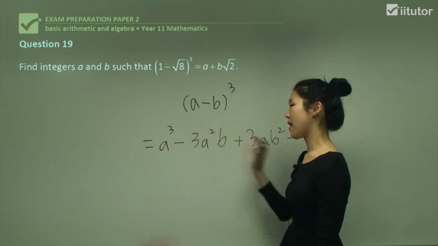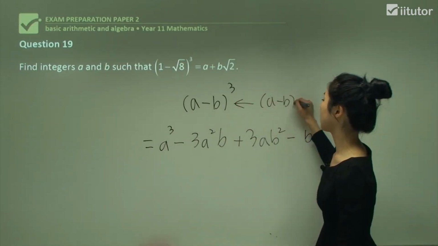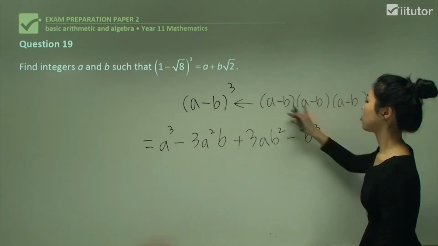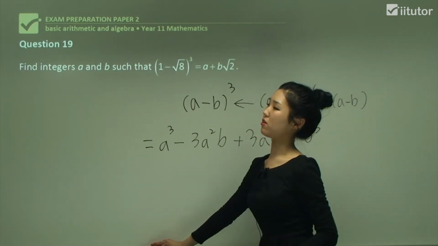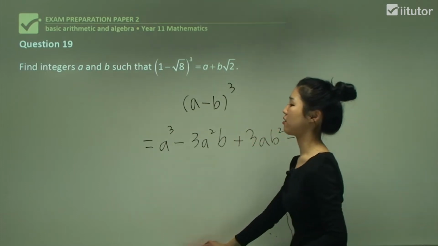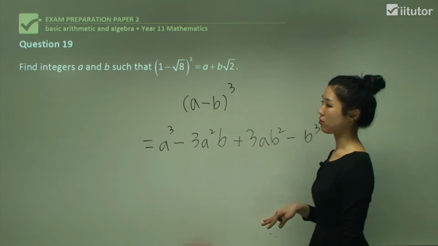Or if you don't like expanding using this, you can do a minus b, a minus b, you can expand it out like this, and maybe do 2 at a time, but that takes time and that's the long way. So I don't really want you to do this way. I want you to know the Pascal's triangle and how to expand it the short way. Okay, so this is what I'm going to be using to do this question.